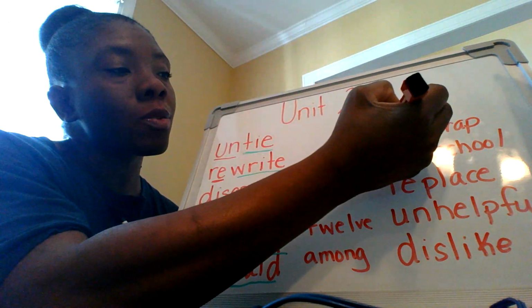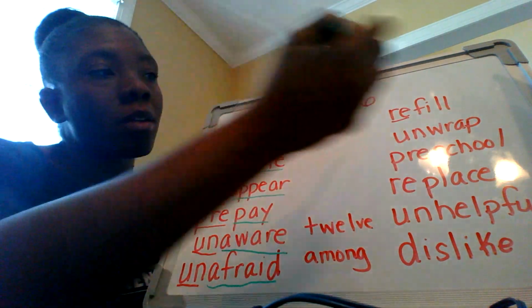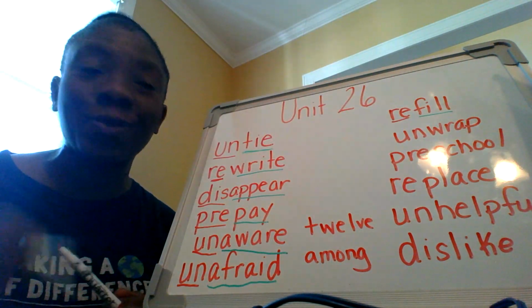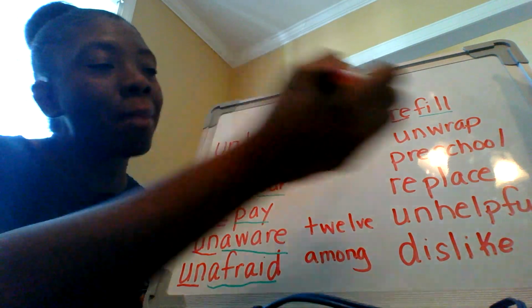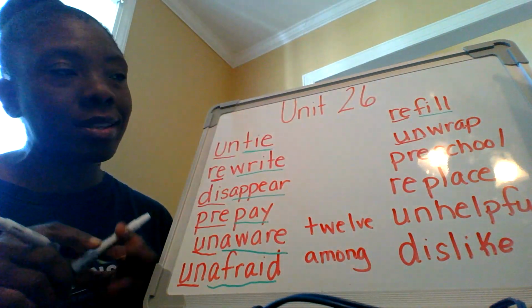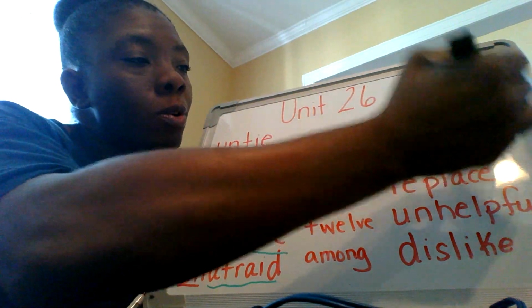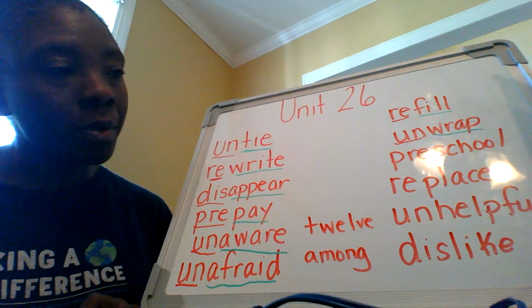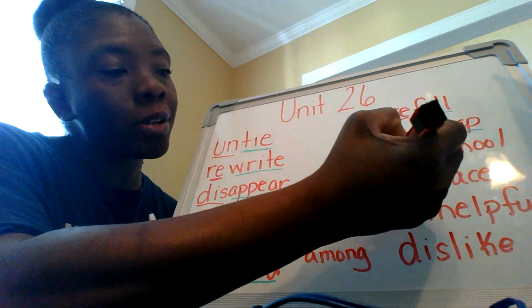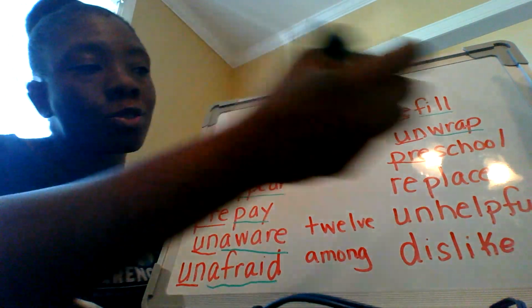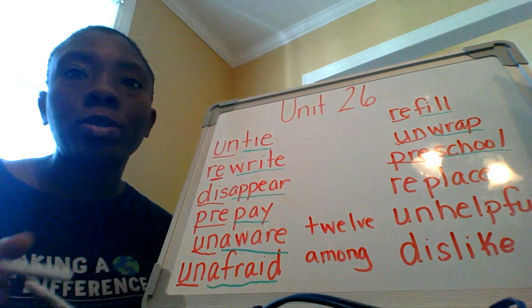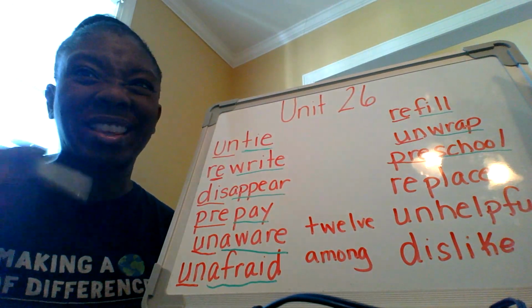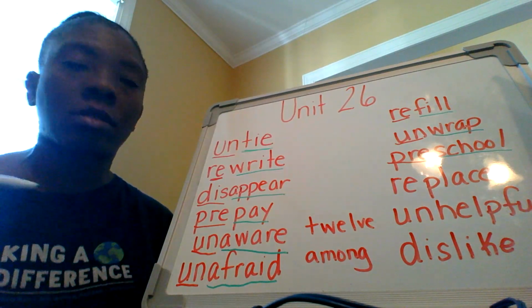Refill. So re is our prefix. Fill is our base word. Refill means to fill again. And unwrap, un is our prefix. Wrap is our base word or root word. Unwrap means basically that something is not wrapped. Preschool. In the word preschool, pre is the prefix. School is the base word. So if you take a look at preschool, we know that it means before school. So preschool is like the school before real school or regular school.